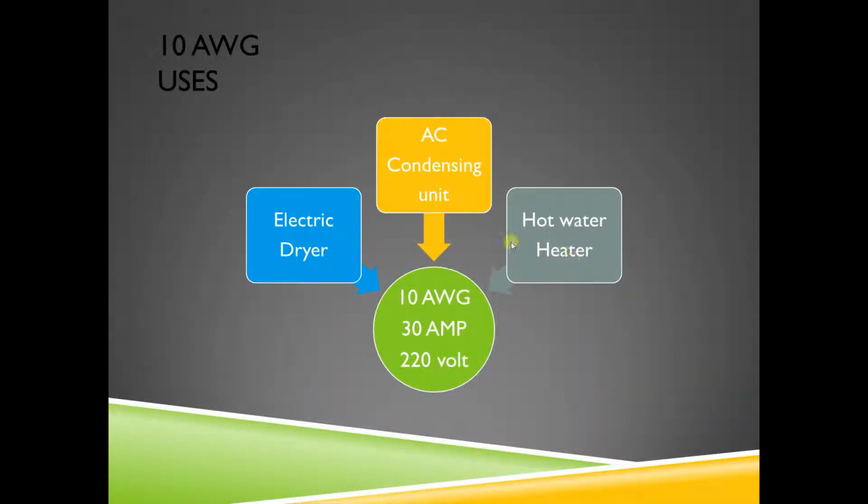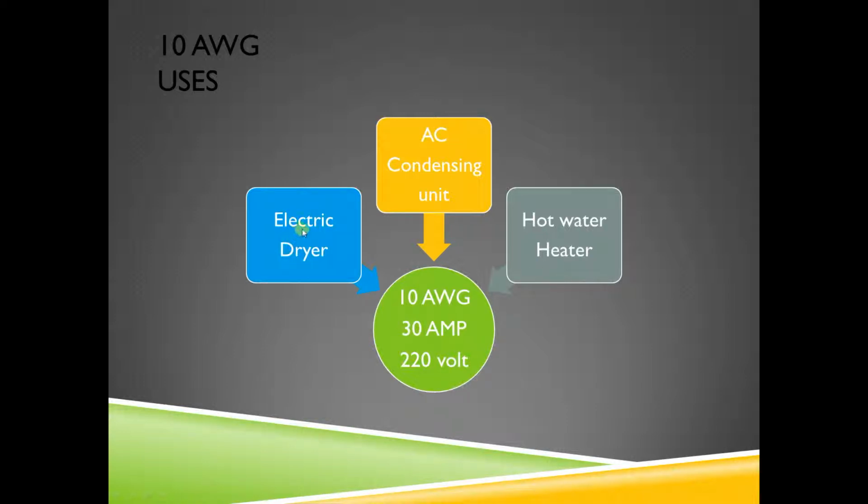10 gauge wire and some of its uses. And you'll notice that I put down on this one 220 volts. That's because the items that I've put here to show some examples for 10 gauge wire are all rated at 220 volt, and 10 gauge wire is rated at 30 amp.